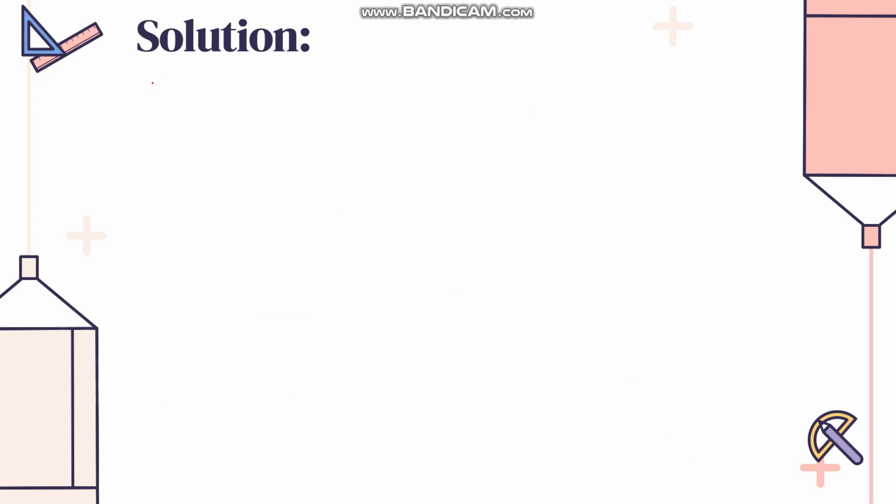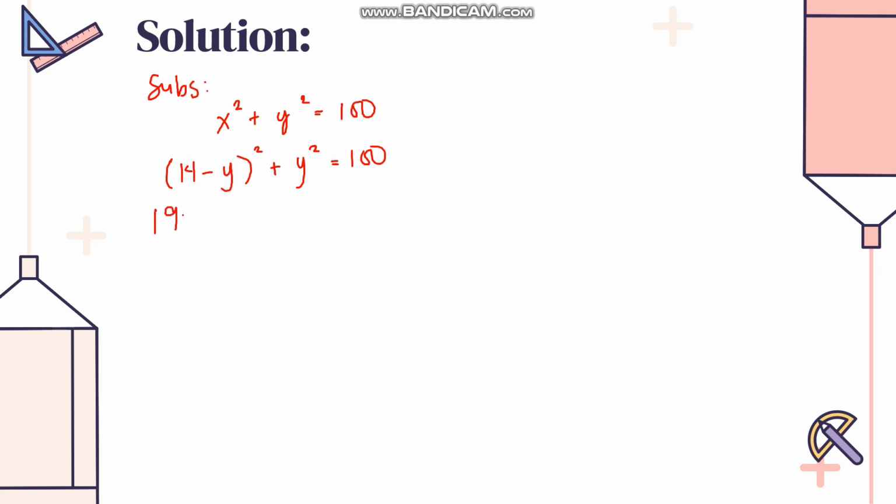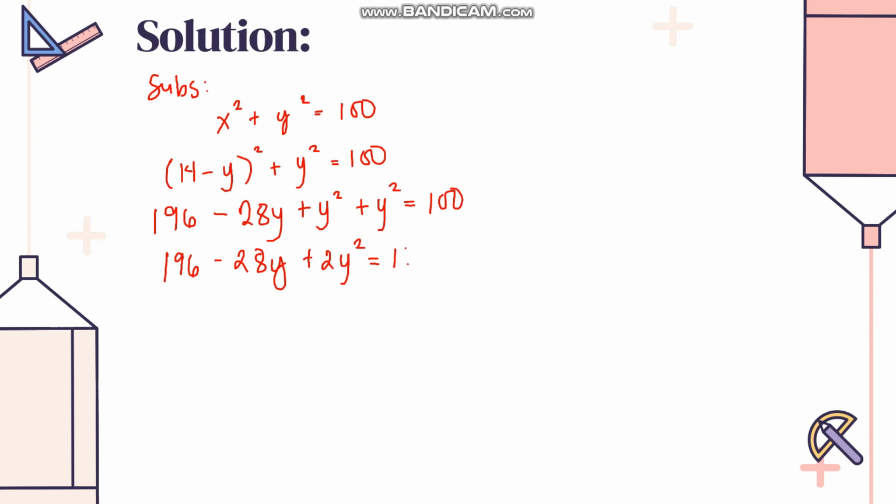To continue, using equation number 2, let's now do substitution. Equation number 2 is x squared plus y squared equals 100. We substitute the value of x, which is 14 minus y. So here we have 14 minus y, squared, plus y squared equals 100. Then you simplify this using the square of a binomial, or you can do the FOIL method. 14 squared is 196, and 14 times negative y times 2 is negative 28y, plus y squared, and then plus y squared again, equals 100. Simplify y squared and y squared, so that is 2y squared. Just copy 196 and negative 28y, and then we have plus 2y squared equals 100.